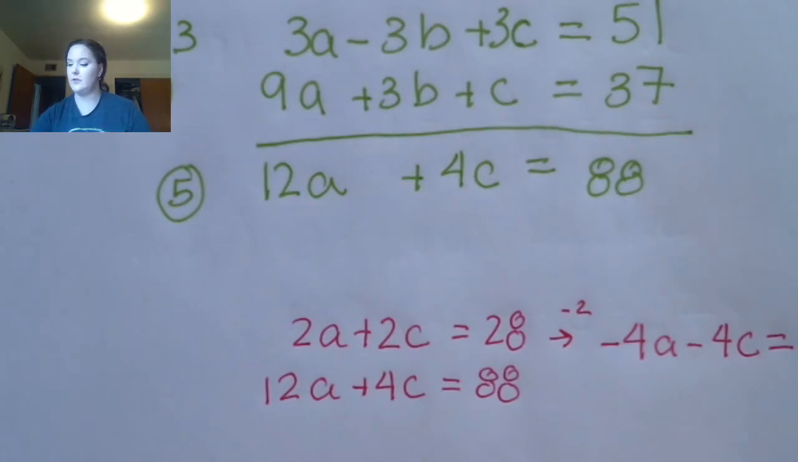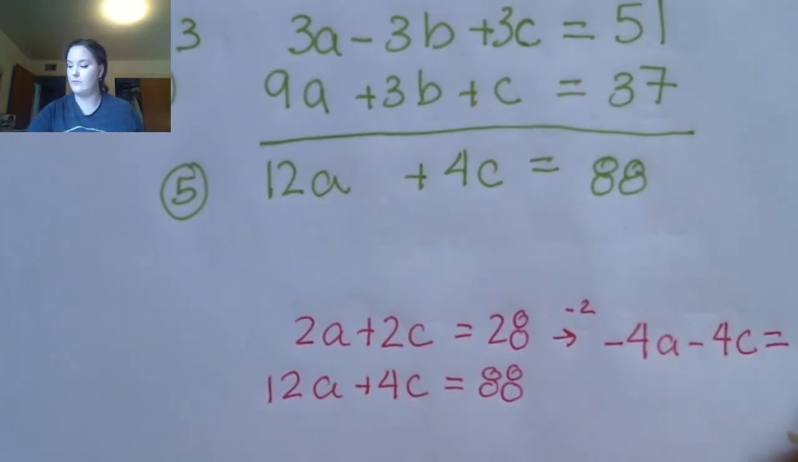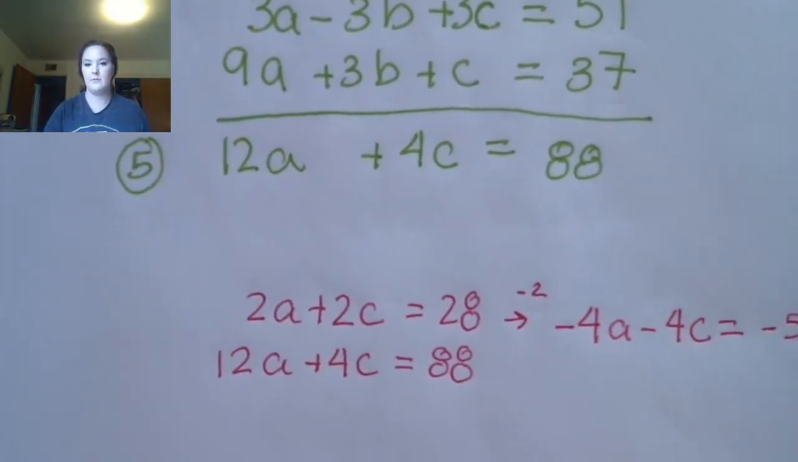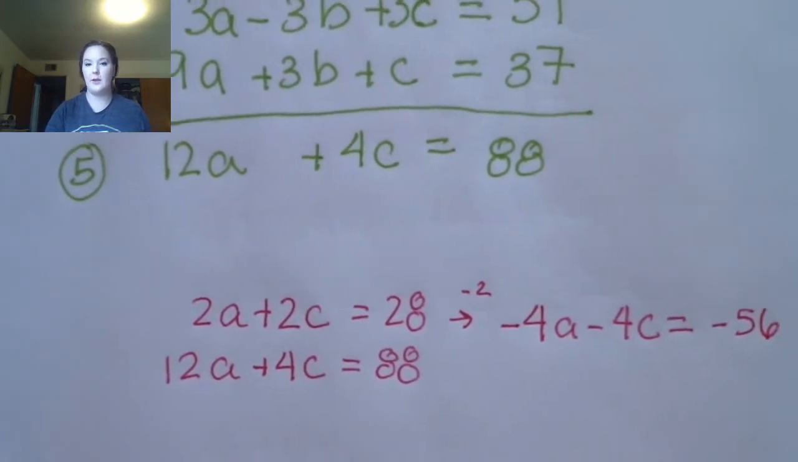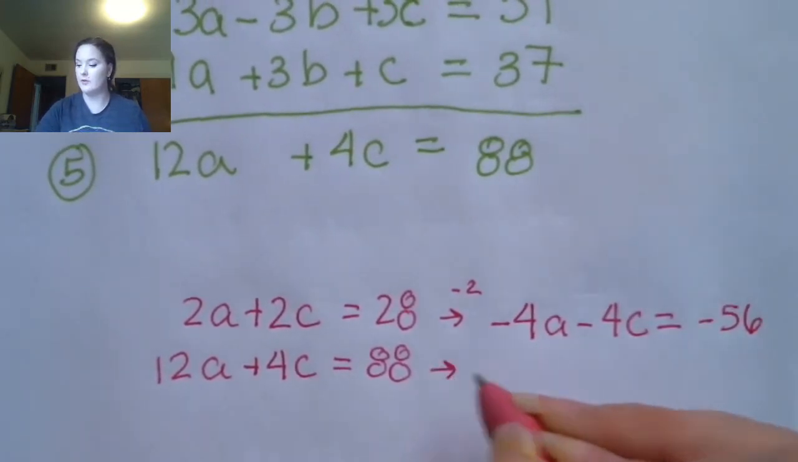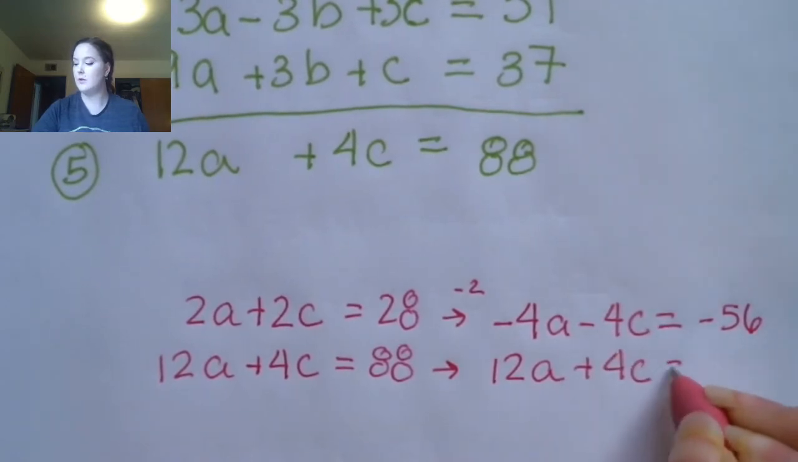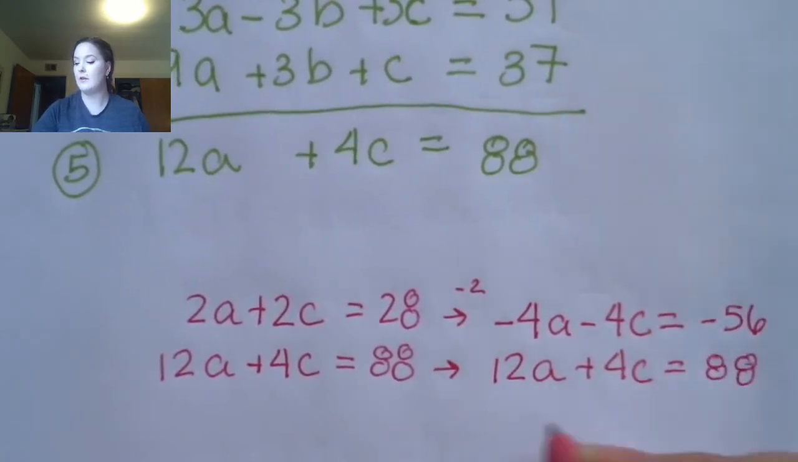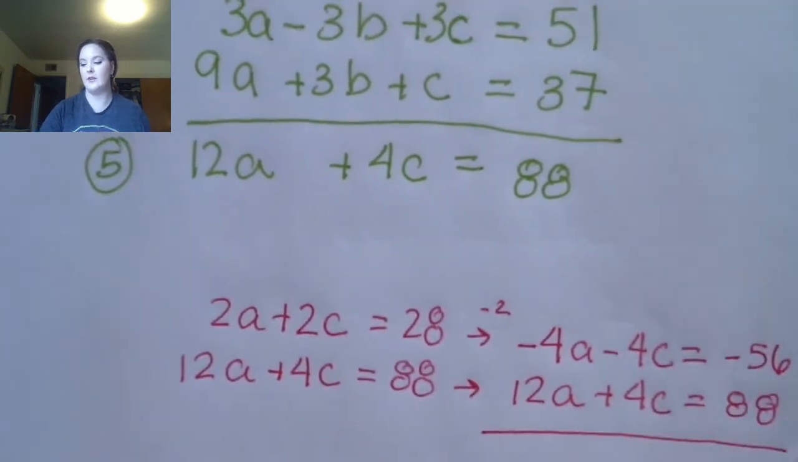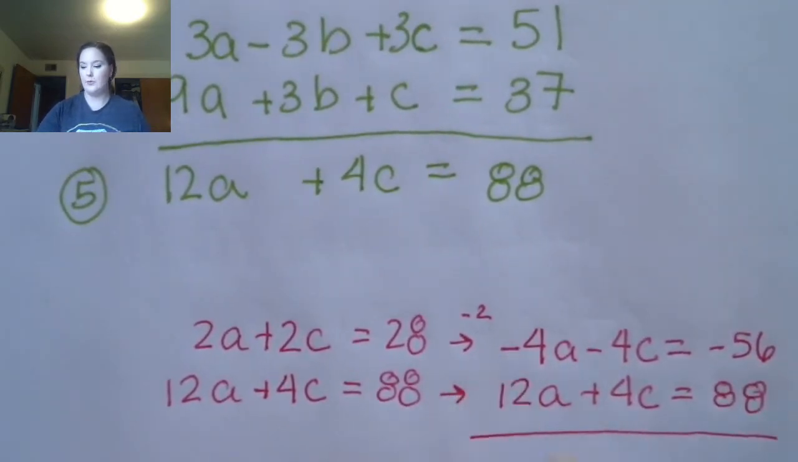Which is 56. Okay. And then I'm going to just copy this one over. So I have 12a plus 4c equals 88. Okay, and now I can add them together. So -4a plus 12a is 8a. These two cancel as intended.